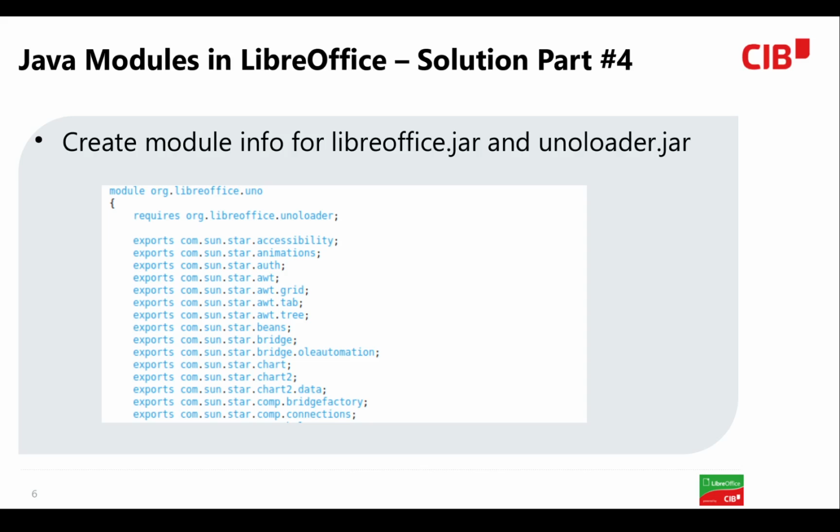It looks like this. It has the module name org.libreoffice.uno, and it requires another module, the uno loader. That is the class loader for the uno classes, and it exports a set of packages. You probably know these names if you've ever worked with the UNO API. So this is the module-info we added to the LibreOffice jar. And all those packages listed there you can then use in the client code.